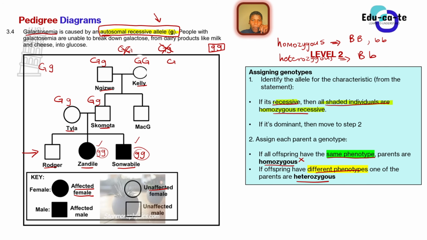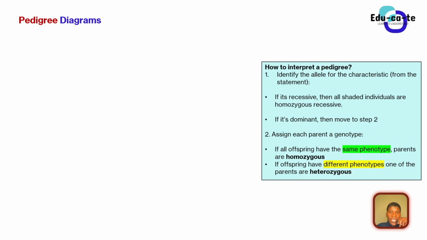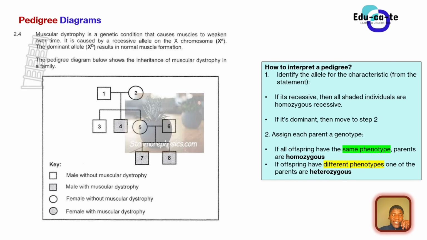And then furthermore, you can look at this one, which is a sex-linked inheritance pedigree diagram. It says muscular dystrophy is a genetic condition that causes muscles to weaken over time. It is caused by a recessive allele. You can hear this: it is caused by a recessive allele X with a small letter d. This is muscular dystrophy. So now identify the allele for the characteristic in the statement.